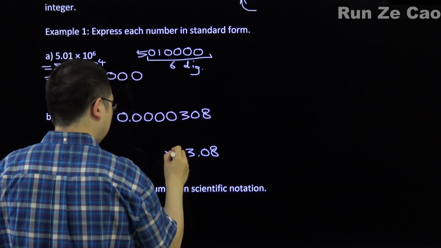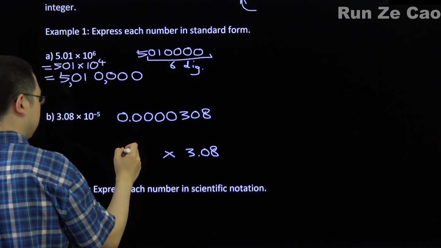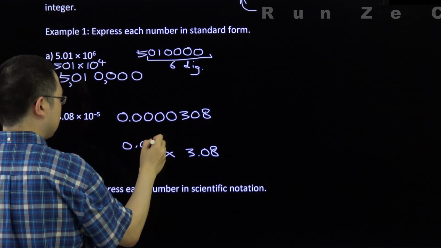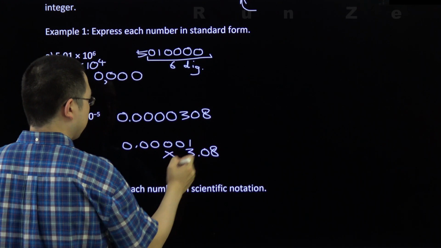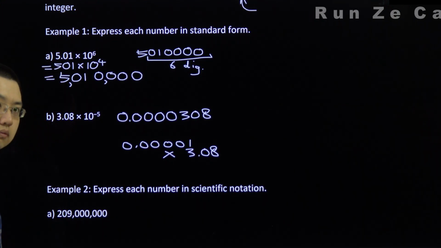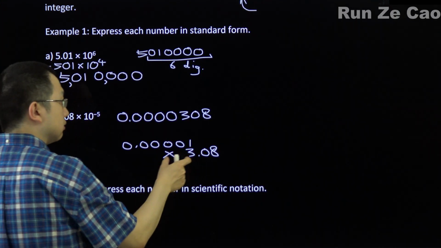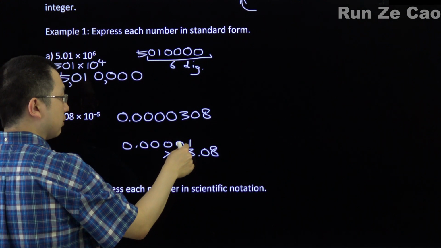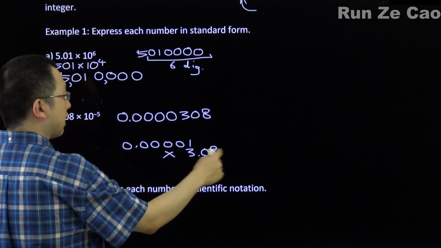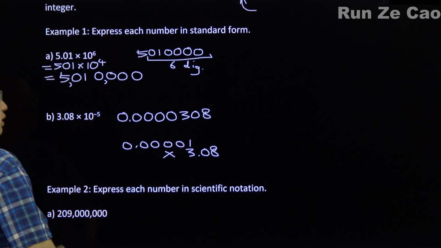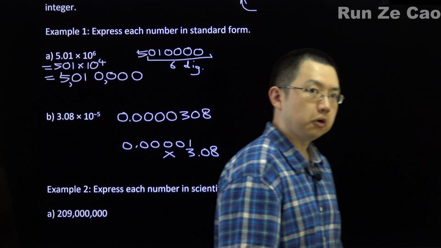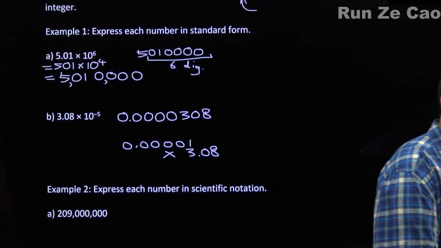3.08 times 0.00001. Yeah, that's just going to replace the 1 with the 3 and then add the rest of your amount after. Okay.